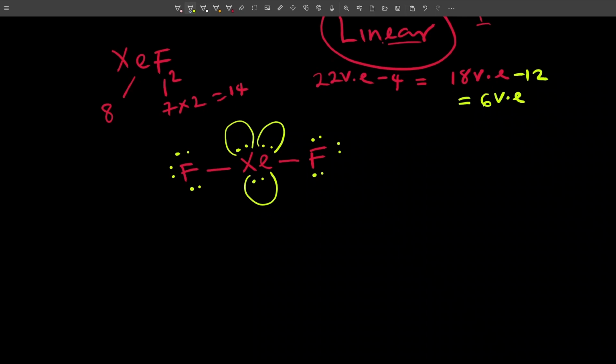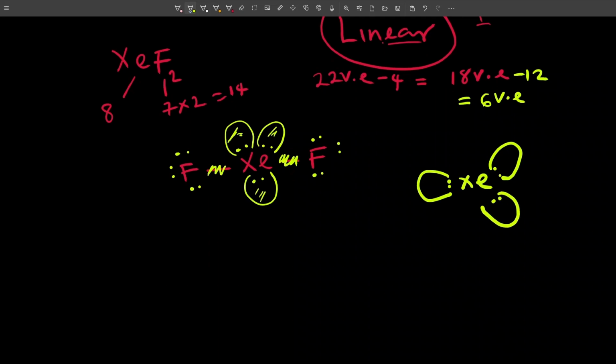So let's count the electron clouds. We have 1 already, then 1, 2, 3, 4, and 5. So the electron cloud geometry is still trigonal bipyramidal. But what's the geometry of the molecule itself? Let us rearrange. I have F, Xe, F. We have equatorial groups and axial groups. For the equatorial groups, we have one over here, one over here, and one over here. These are 3 equatorial groups.